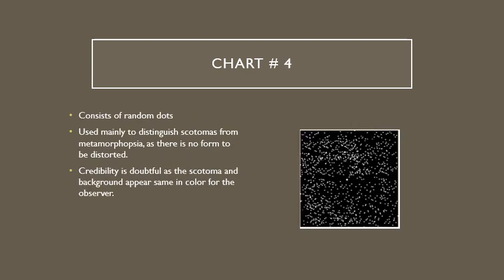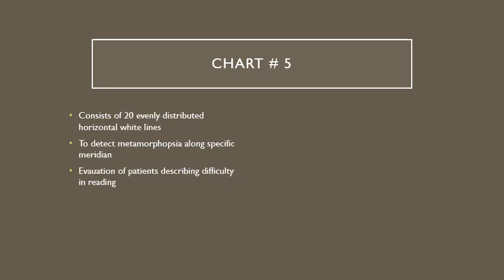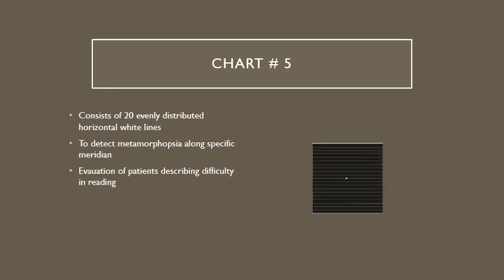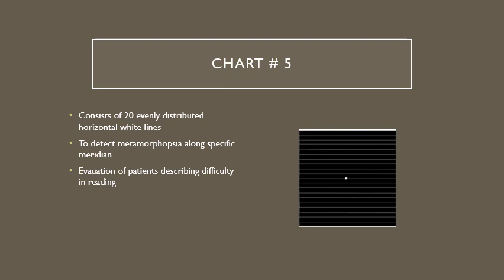The fourth chart consists of random dots, as there are no forms or shapes, so these are used to distinguish scotomas from metamorphopsias, because there is not any particular shape that can be distorted, but it is not reliable because the scotomas and the background appear the same in color, so we can miss the scotomas. Chart 5 consists of 20 evenly distributed horizontal lines.